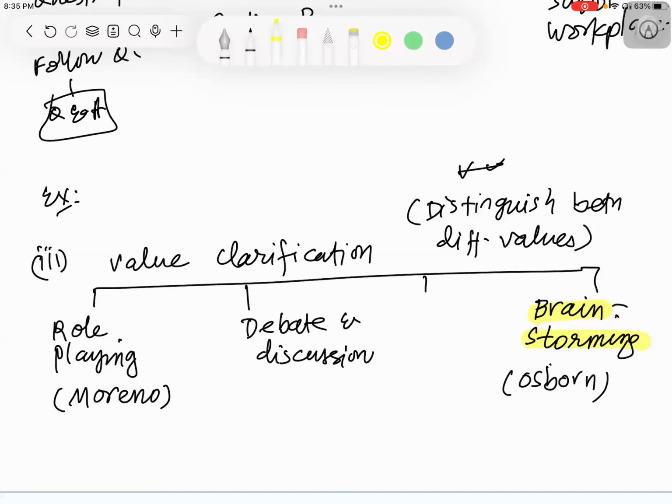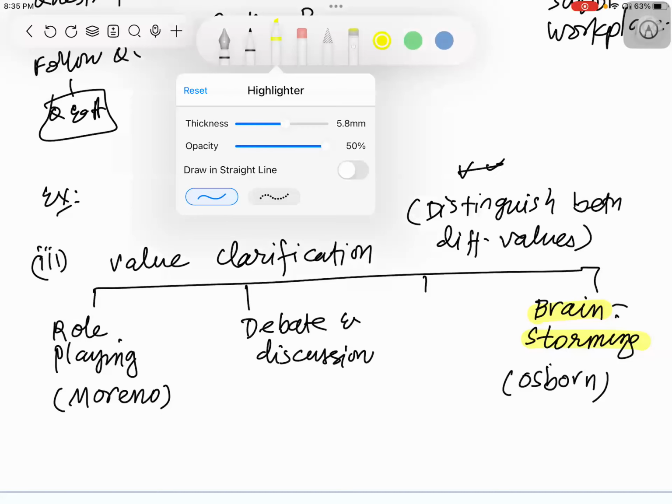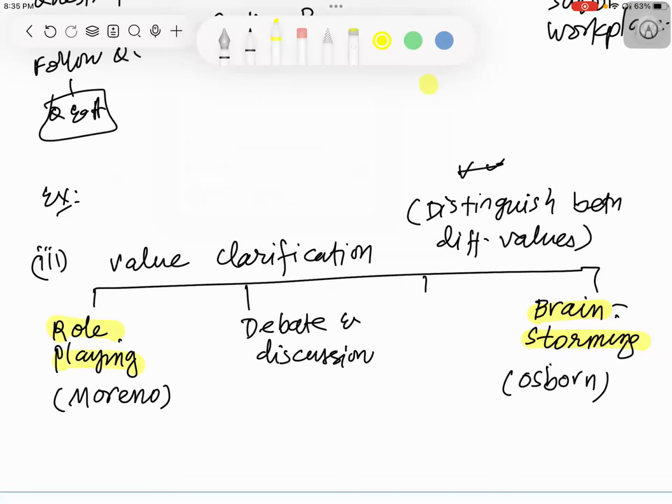For example, if someone is saying sympathy and empathy, you brainstorm and generate lots of ideas and try to understand what the difference is. Through debate and discussion also, you'll be able to understand what is ethical, what is unethical.